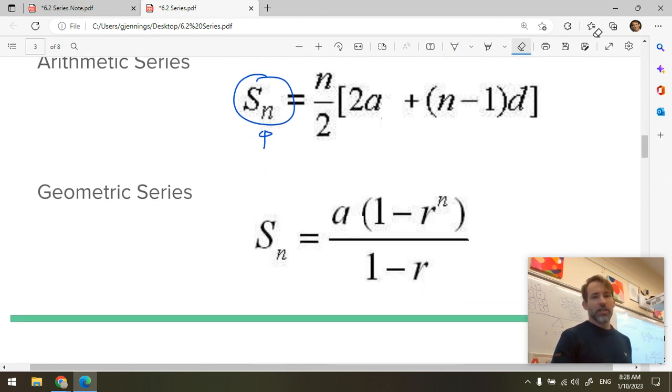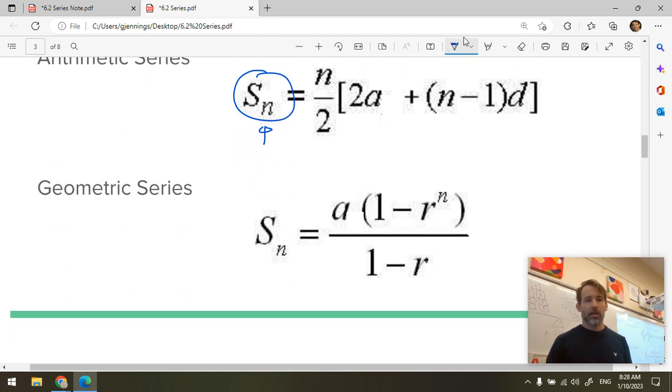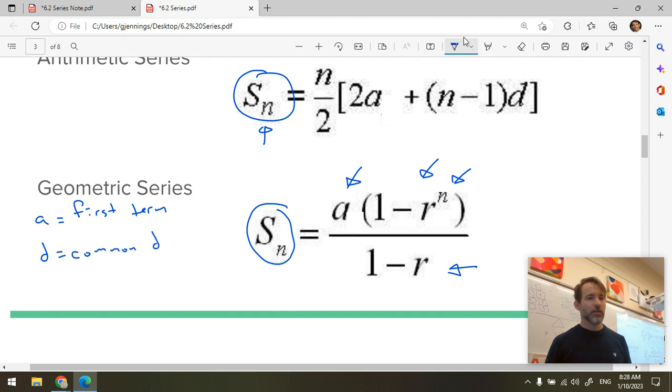If you are adding together a geometric series, they look like this, where again the sum of the first n terms is equal to the first term multiplied by 1 minus the common ratio to the power n, all divided by 1 minus the common ratio. So let's just recall here, a is the first term in both. If you have a d, that's the common difference. And r is the common ratio. Note that an arithmetic sequence has a common difference, a geometric sequence has a common ratio, and you'll only see one or the other. And n is the number of terms.